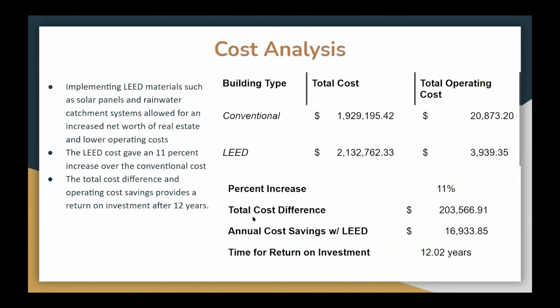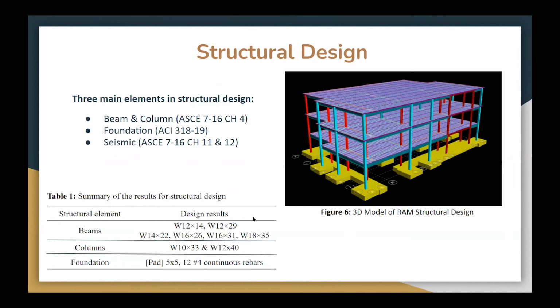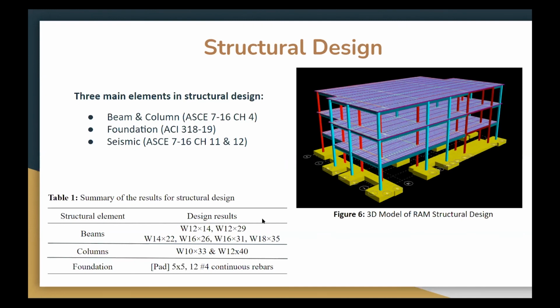As shown over here in our structural design, the largest beam we have used was W18 by 35. And for our columns, we use W12 by 40, which was indicated where we place the W12 by 40s beneath the building, at the very foundation that is connected to the columns. And the W18 by 35 is placed on the first floor of the building to handle a greater amount of weight.